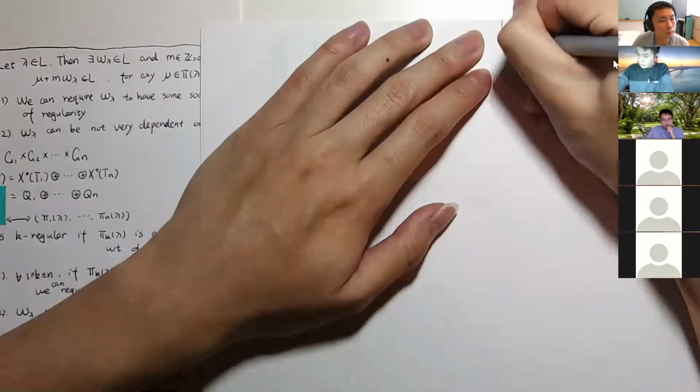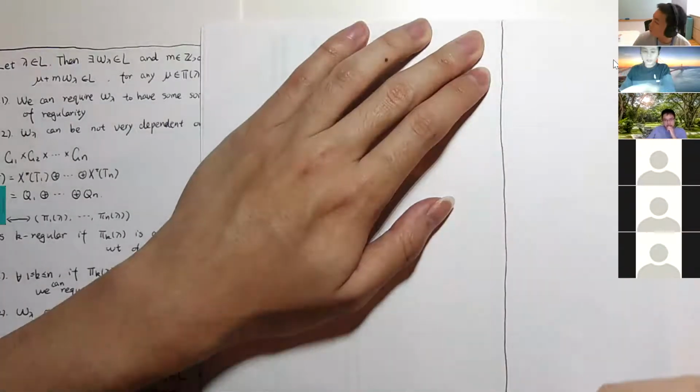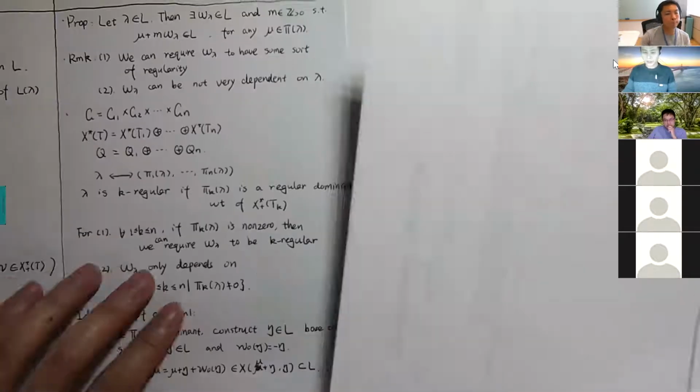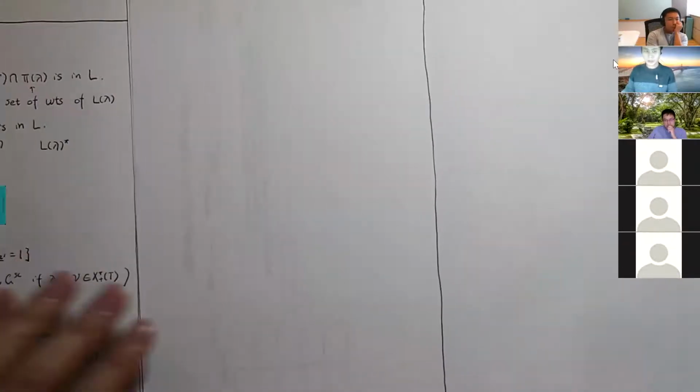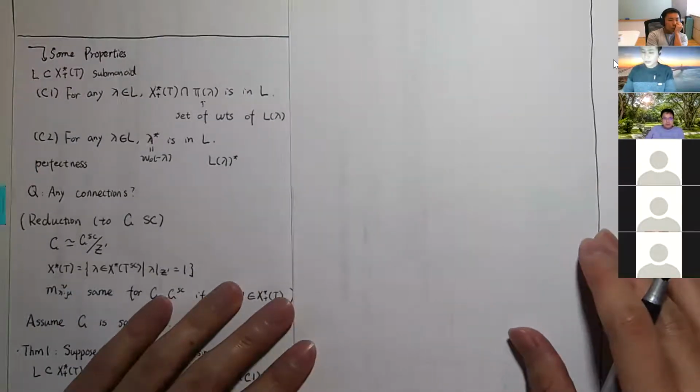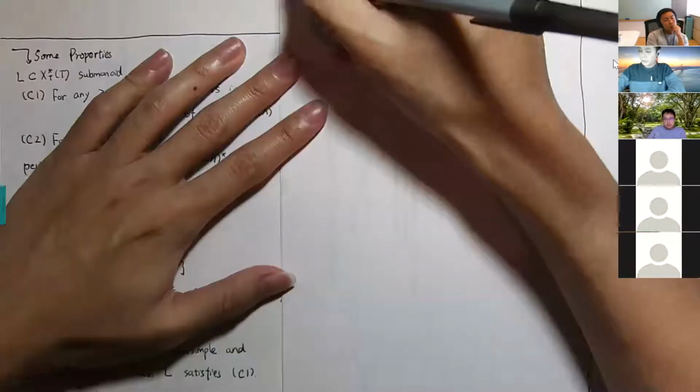Let me draw one here. So I think this part I can just cover it. I'll just leave this part here. All right, and also the forbidden zone.